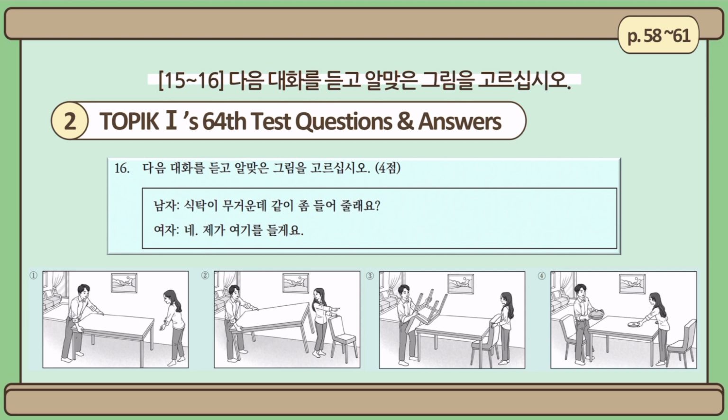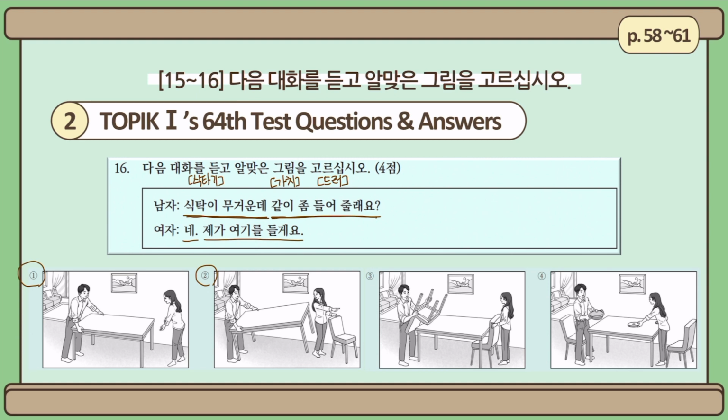Here, the man is asking the woman, 식탁이 무거운데 같이 좀 들어줄래요? 식탁이 무거운데 같이 좀 들어줄래요? The table is quite heavy. Would you help me lift it? In pictures number 1 and 2, the man is lifting the table or trying to. The woman answers, 네, 제가 여기를 들게요. Okay, I'll lift this part.